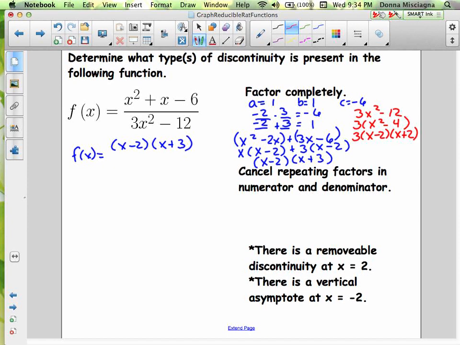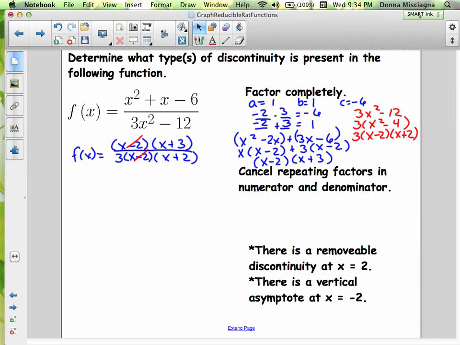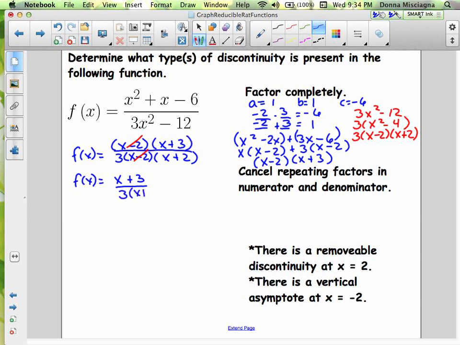So now let's rewrite the denominator in factored form. So we have 3 times x minus 2 times x plus 2. All right, and so if you notice, we have some repeating factors. We have an x minus 2 in the numerator and an x minus 2 in the denominator. So now let's cancel those and rewrite this in reduced form. So f of x equals x plus 3 over 3 times x plus 2.